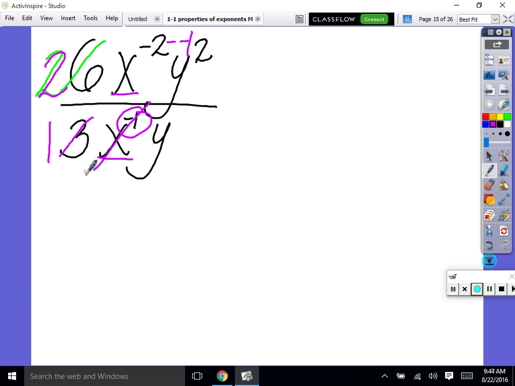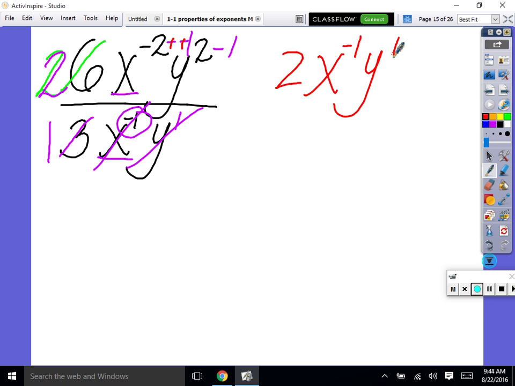Then we have y squared, and we're going to subtract. When you divide, you subtract. This is a 1. So it'll be 2 minus 1. So on top, we have a 2. We have x to the what's -2 minus -1. Now, when you minus a negative, it becomes positive, right? So -2 plus 1 is -1. And then we have y to the 1.